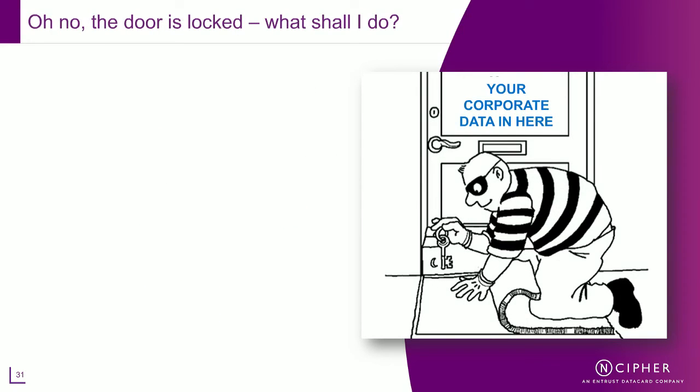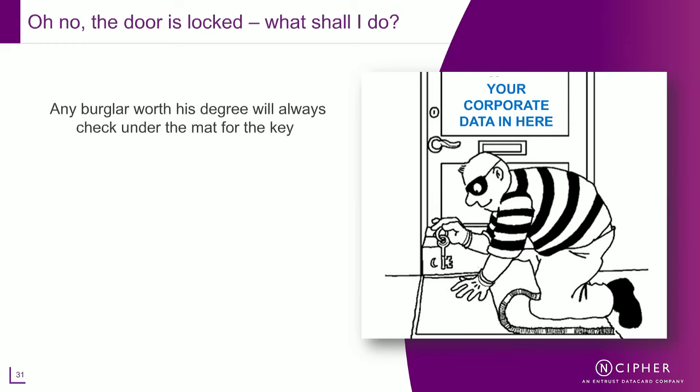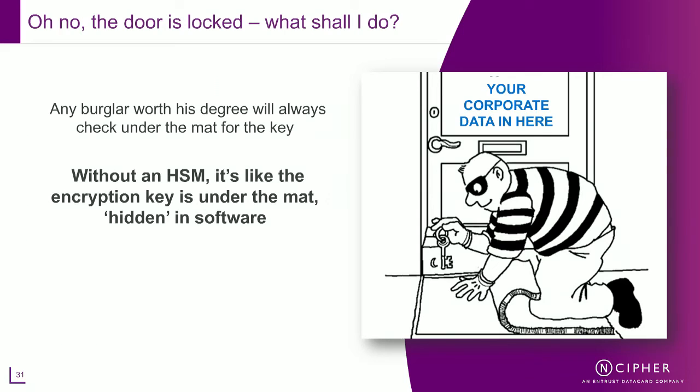So it's like, oh no, the door is locked. What shall I do? I'm a smart burglar. I'm going to look under the mat. I'm going to look under the flower pot. I'm going to try and find that key that's in that rock that looks like you bought it from Sharper Image. If you get anything out of this presentation, please remember this: without an HSM, it's like putting your encryption key under the mat, hiding it in software.